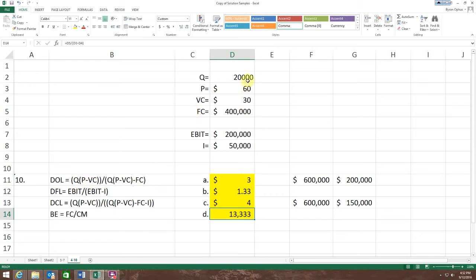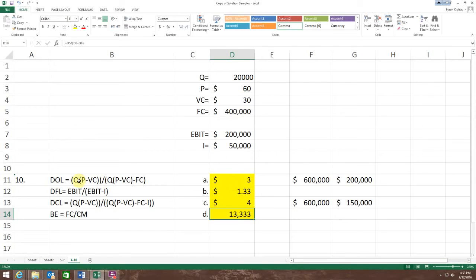In quantity, I'm going to need my price, my variable costs, my fixed costs, which are all given to me in the bottom of page 147 for number 10. And I also took my EBIT, or earnings before interest and taxes, and then my interest. Okay, I'm going to need all those for my formulas, and so I've put those up here. You could put them this direction, it wouldn't matter, as long as they're labeled and fairly easy to find.